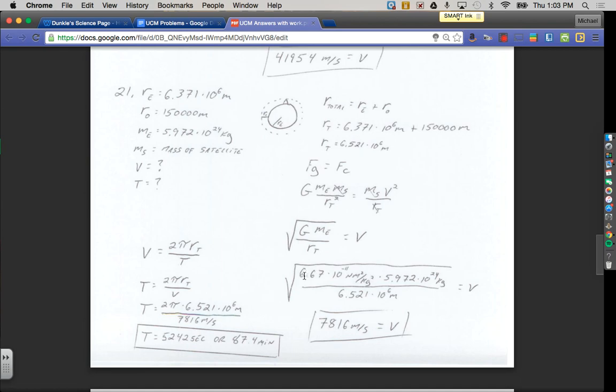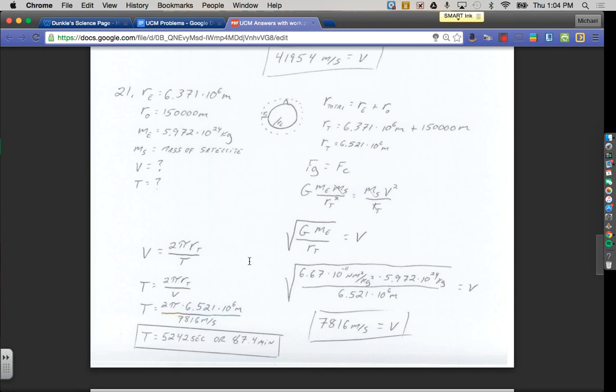Plugging in my numbers, I get 6.67 times 10 to the negative 11th newton meters squared per kilogram squared for big G. Mass of the Earth, 5.972 times 10 to the 24th kilograms, all over the total orbital radius, which I solved for at the beginning of the problem, 6.521 times 10 to the 6th meters. Plug that into my calculator, and I get a speed of 7,816 meters per second.